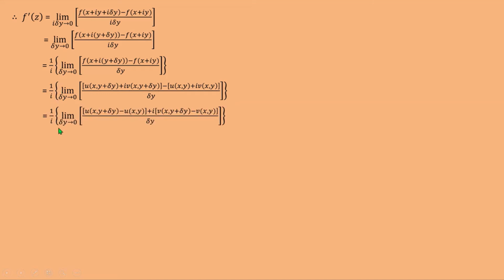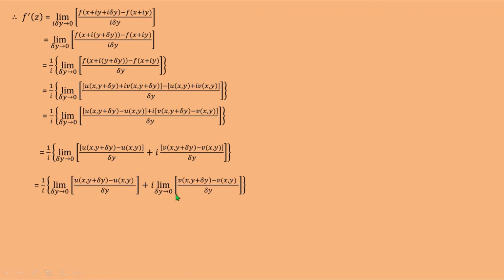So this is equal to 1 upon i limit delta y tends to 0. Collect the real parts and imaginary parts. So this limit is limit delta y tends to 0, u of x comma y plus delta y minus u of x comma y, plus i into v of x comma y plus delta y minus v of x comma y, upon delta y. Now separate the denominator. So this is equal to 1 upon i limit delta y tends to 0, u of x comma y plus delta y minus u of x comma y upon delta y plus i outside, v of x comma y plus delta y minus v of x comma y upon delta y.